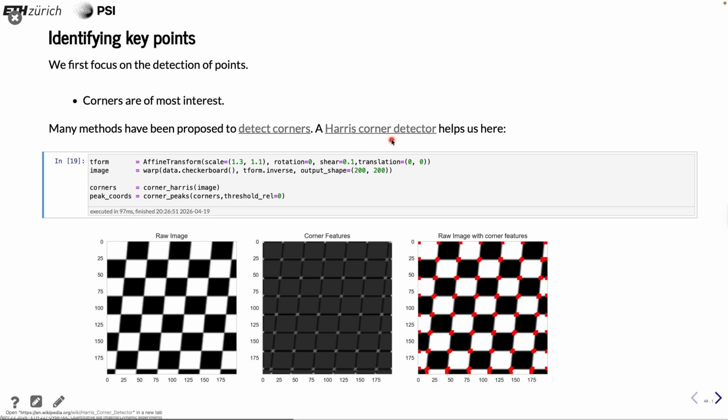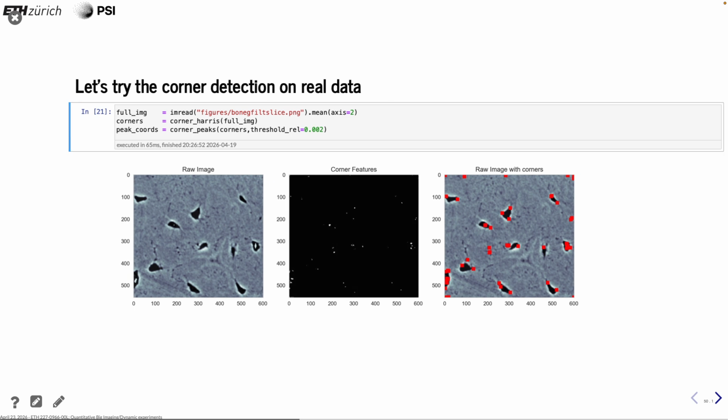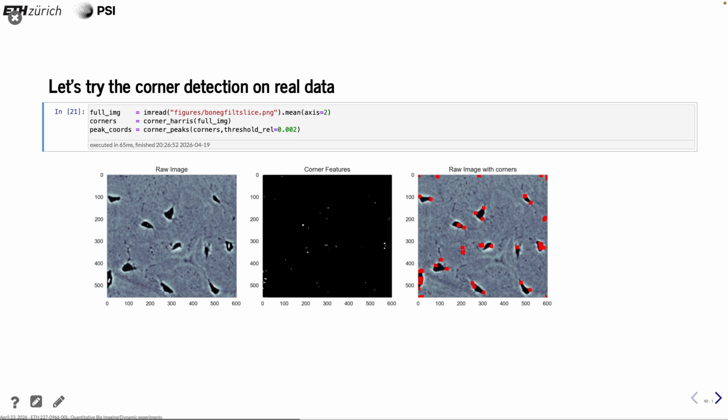One way of doing it is using the Harris corner detector. In principle it is a sequence of filters that identifies corner properties in the image. If we have the raw image, just this skewed checkerboard, and compute the corner features, you can see that you get nice high intensity points on each corner. And these are then identified here and plotted together. And this can then be used in order to identify relevant points in our data.